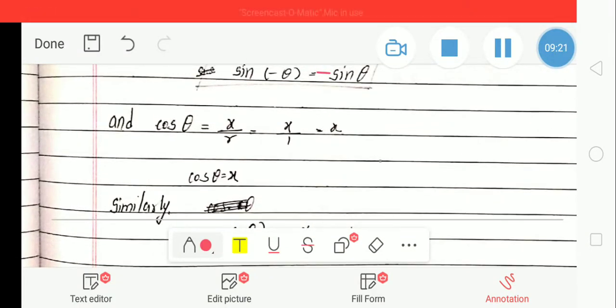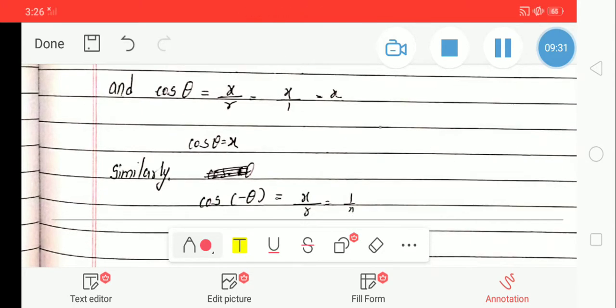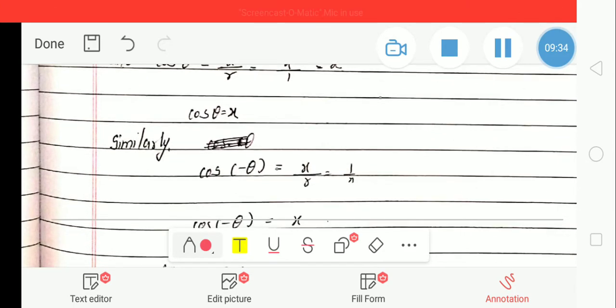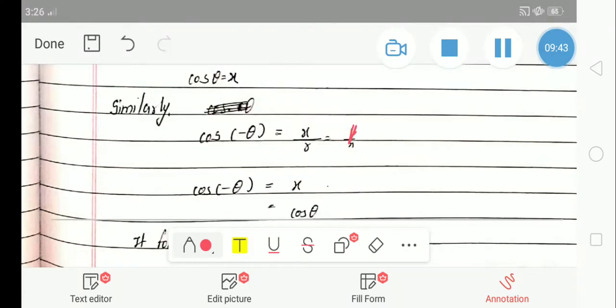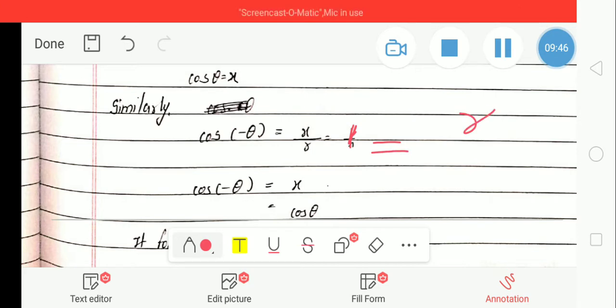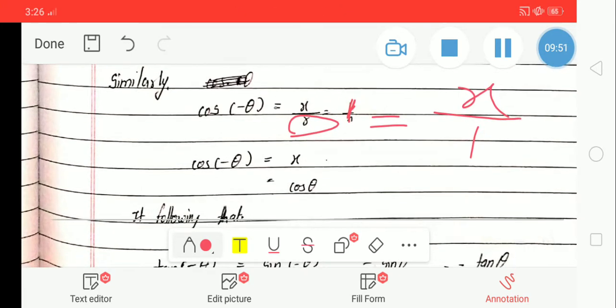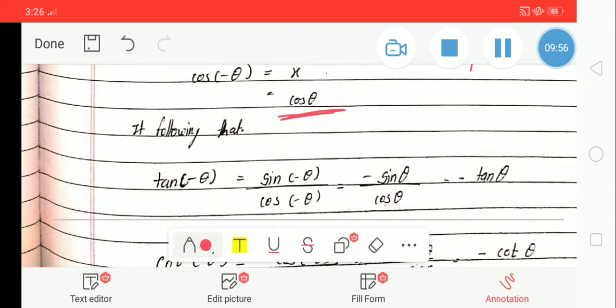Now cos theta is equal to x divided by r, adjacent upon hypotenuse, x divided by 1, we know that r is equal to 1, so it is equal to x. Cos of theta is equal to x. Similarly, cos minus theta is equal to x upon r, so the same here, x divided by 1 because r is equal to 1. Now cos of minus theta is equal to x, so it gives cos theta.